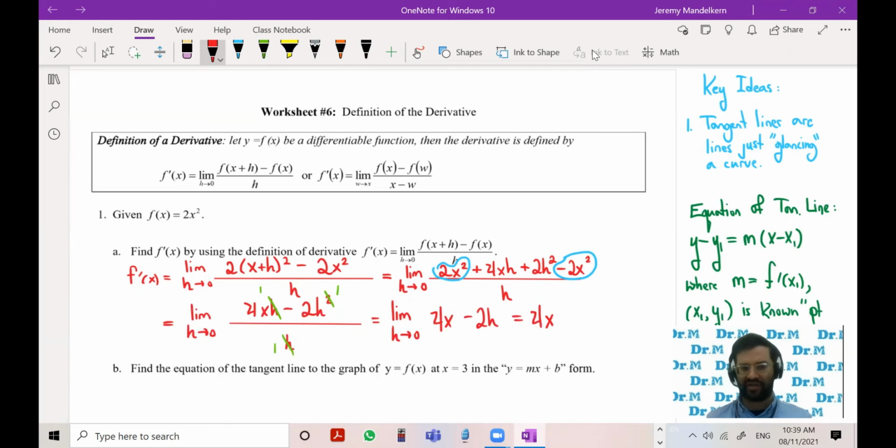Now, we can check the validity of this work using higher level math. So in particular, we can use the so-called power rule. Let's go ahead and take a look.